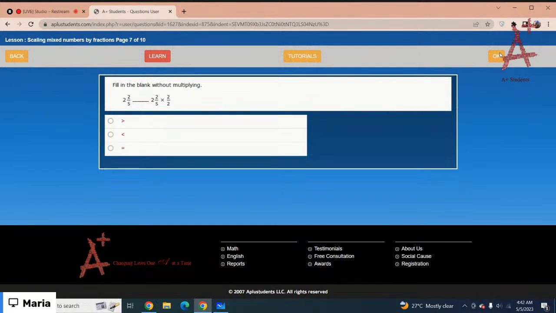Okay, the next one is 2 whole 2 over 5, and you have to compare it to 2 whole 2 over 5 times 2 over 2. So 2 over 2 equals 1. Yes, very good. 2 by 2 means 1. So they are exactly equal because 2 by 2 is 1. So you have to compare 2 whole 2 by 5 and 2 whole 2 by 5. So they are exactly equal.